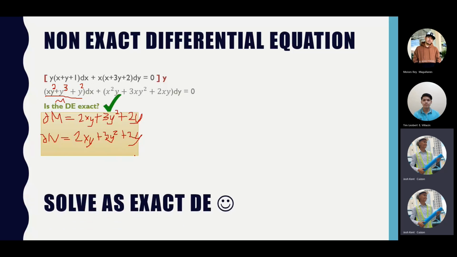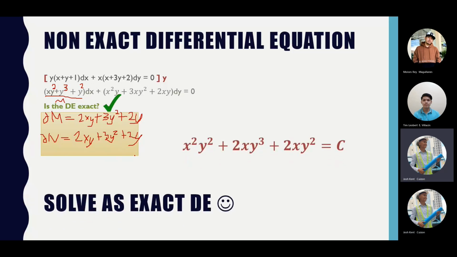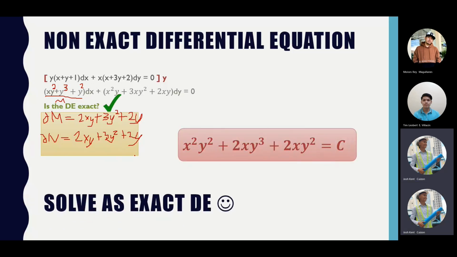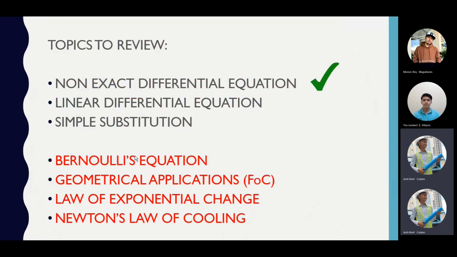So again, solve it as exact DE and you'll get the final answer of x squared y squared plus 2xy cubed plus 2xy squared is equal to c. So that wraps for our non-exact differential equation. So we're now moving on to linear DE.